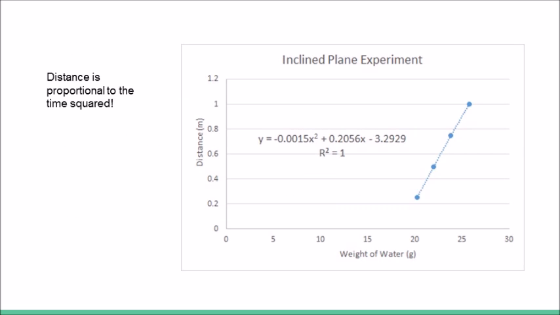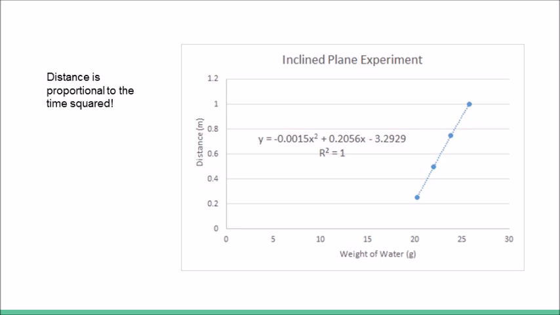Next, I averaged the trials for each length and graphed that versus the distance traveled by the ball. The mass of the water is on the x-axis because it is our substitute for time. We have it labeled in grams. On the y-axis is our distance, which we measured in meters. Then we added a trend line in Excel so we could find out what type of function this was and how the two variables were related to each other.